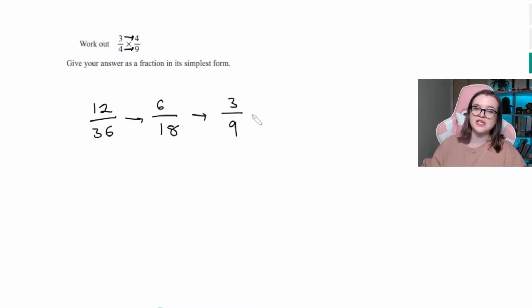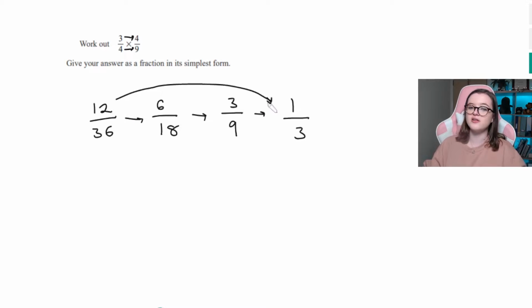Then can I divide them both by 2 again? No, I can't. So can I divide them by 3? Yes, I can. Divide them both by 3 and then get 1 over 3. Or you could have divided it all by 12 to jump straight from there to there. But if you can't see that, it doesn't matter. Just keep going, keep whittling it down until you get to the smallest thing you possibly can. There we are. That's multiplying fractions.